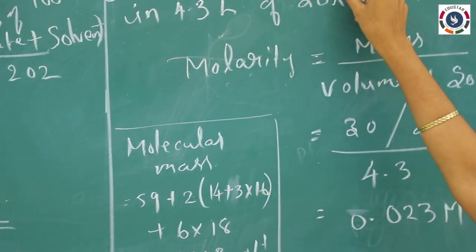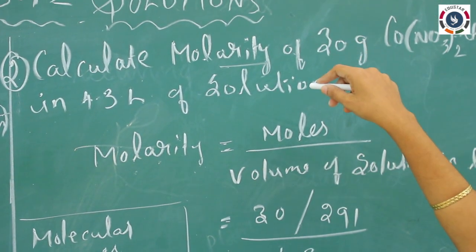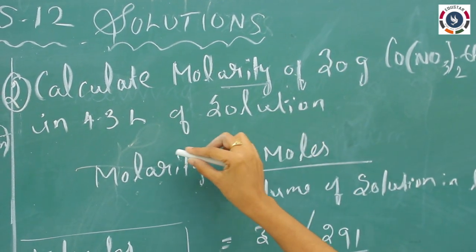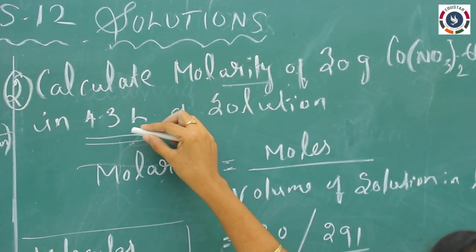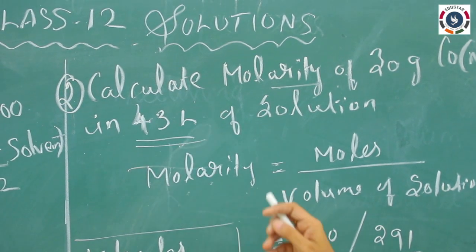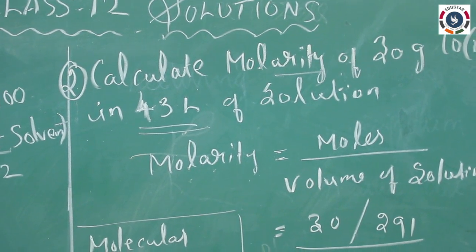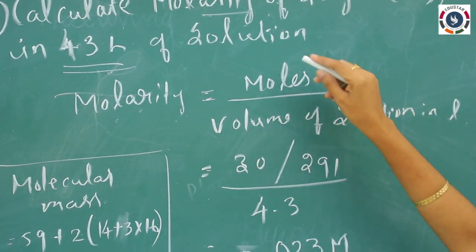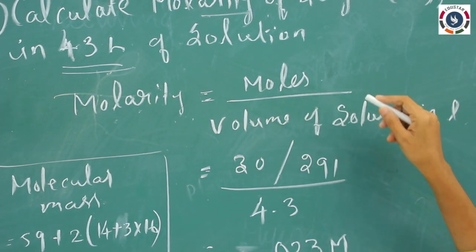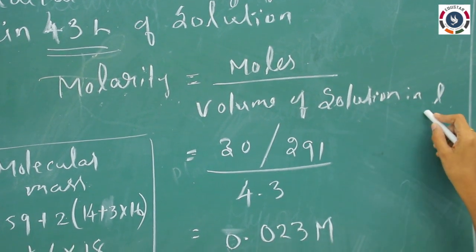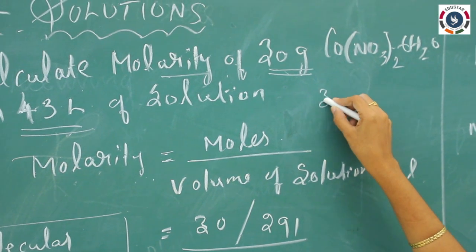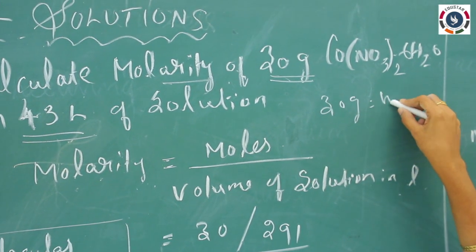Calculate molarity. Here also I am solving for the molarity, but the thing is they have given the volume of the solution as 4.3 liter. If given in such quantity, what should we do? Just simply substitute the value and we get the answer. So molarity is equal to moles divided by volume of solution in liter. Here what is the moles? They have given the weight is 30 grams. So 30 gram is the weight.